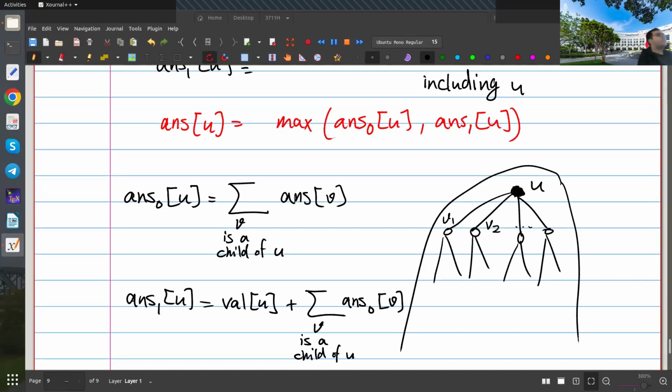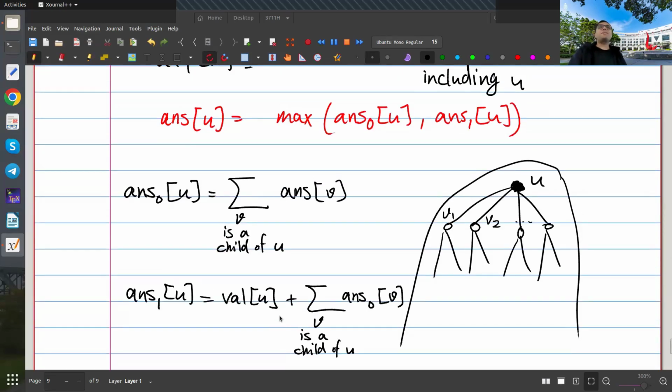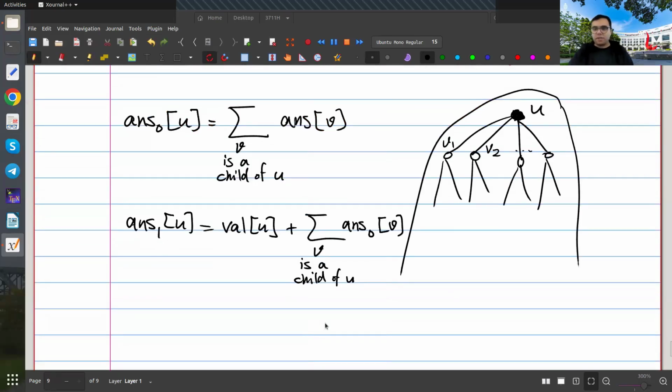Now I have two values, ans 0 and ans 1, at each one of my vertices. But I can still compute them in a bottom-up fashion, right? So if I know the ans 0 and ans 1 of the children, I can find the ans 0 and ans 1 of the parent, right? And of course, you can see that the intuition here is pretty much the same as the intuition before, right? So this is also O(n), because when I'm doing ans 0 of u, I'm going over all children of u. And again, each vertex is a child of only one other vertex. So this sum goes over each v exactly once in my entire algorithm. And here, it's again the same thing. So it's O(n) overall.